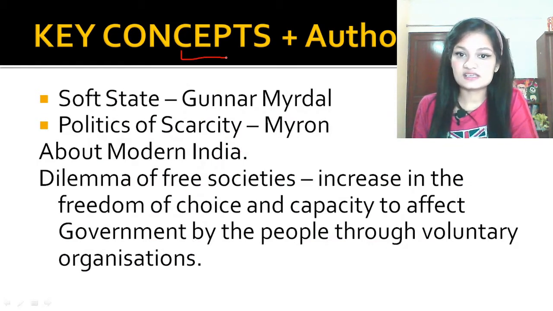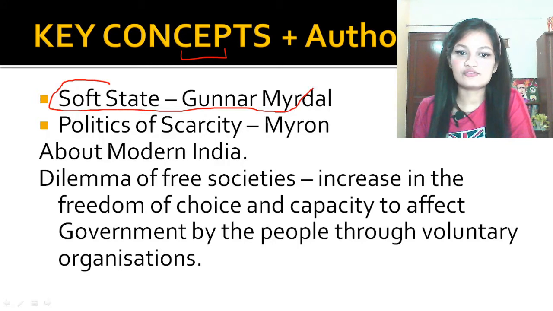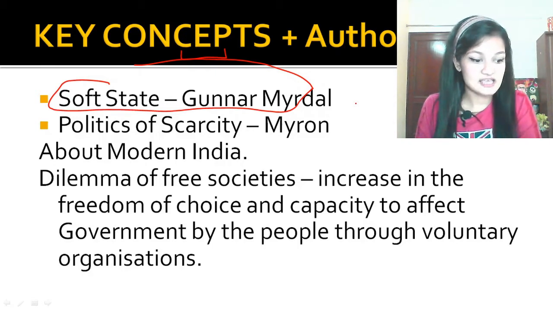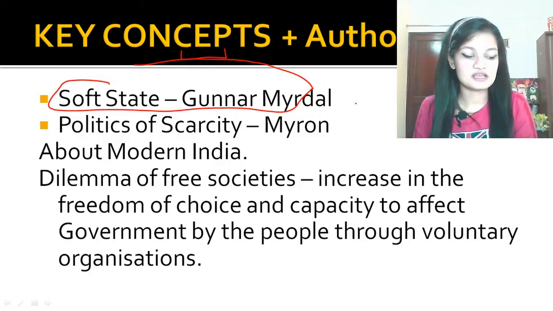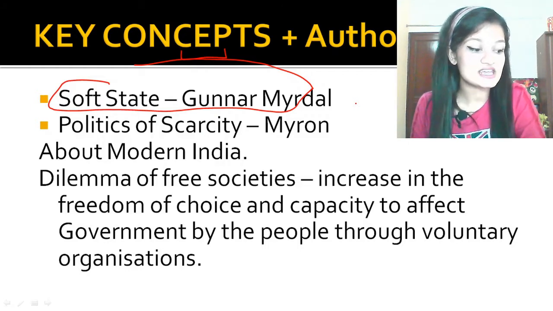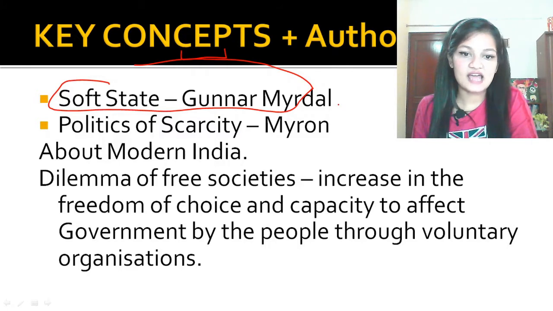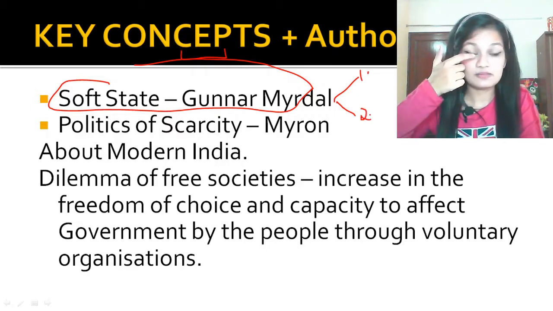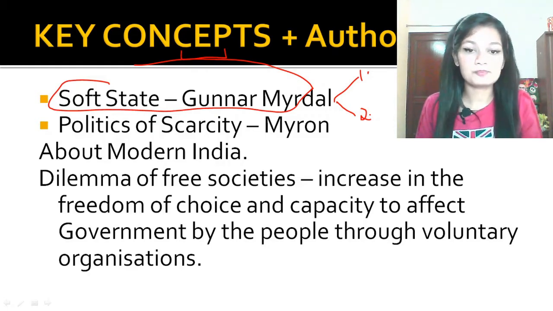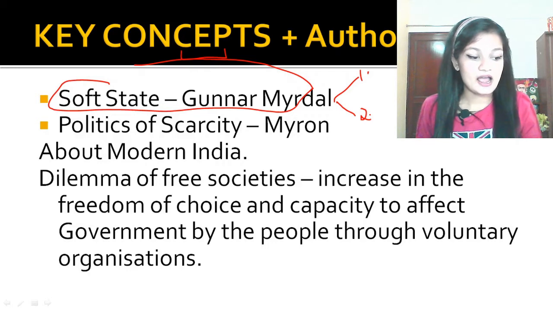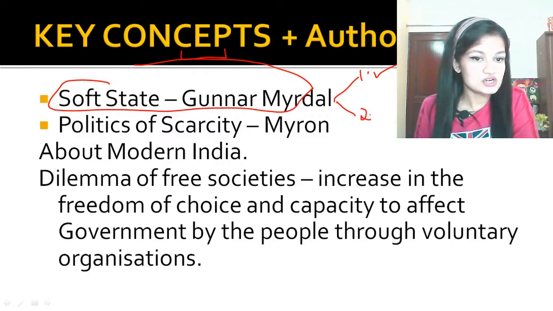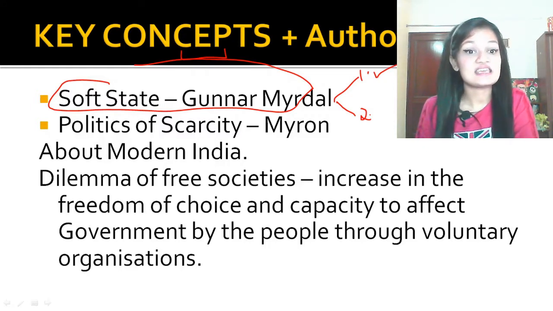The next is going to be some key concepts. The first one is a soft state by Gunnar Myrdal. So this is a very important concept, and this was basically put forward in an Asian Drama, which was called An Inquiry into the Poverty of Nations. So what happened in this was that two different kinds of states were realized. The first was an empirical state and the second was a soft state. So an empirical state was basically built under strong pressure for disintegration, both domestic and international. So these empirical states were basically in North America, in South America, in Middle East, and even in Asia.